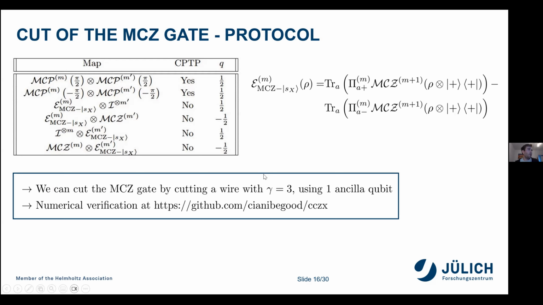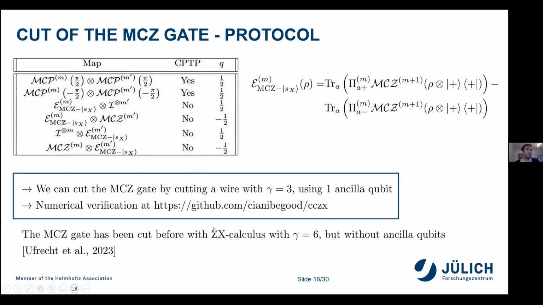So what we see from this is that we can cut the multi-control Z gate by cutting a single wire. And this will come with a one norm of 3 and require a single ancilla qubit. And we verified numerically that this decomposition is indeed correct in our GitHub repository. And there we also checked the other decompositions that I will show you later.